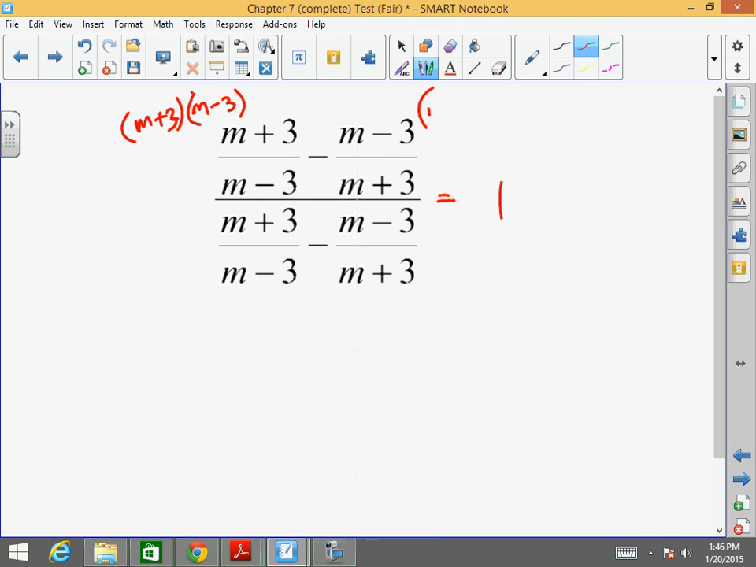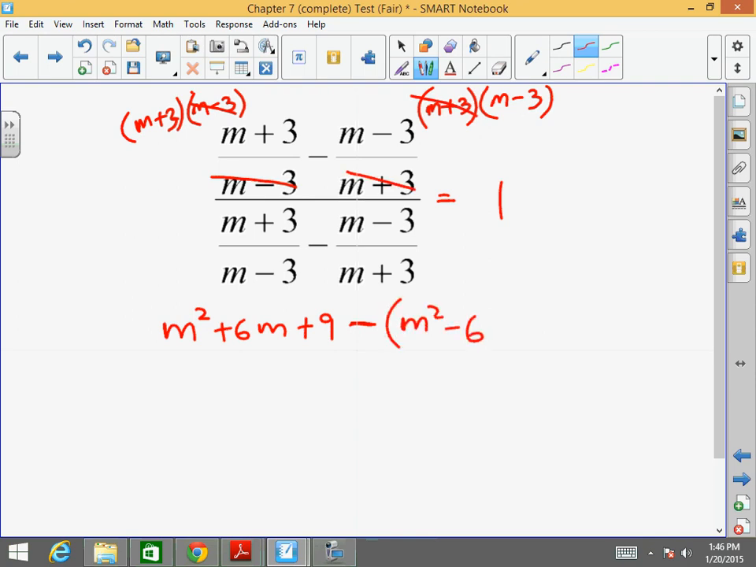And believe it or not, I even started doing it like this, and then I realized, wait a second, I'm being silly. It's the same thing. The m minus 3 cancels, right? So I have m plus 3 times m plus 3. So that's m squared plus 6m plus 9 minus the m plus 3 squared cancels.